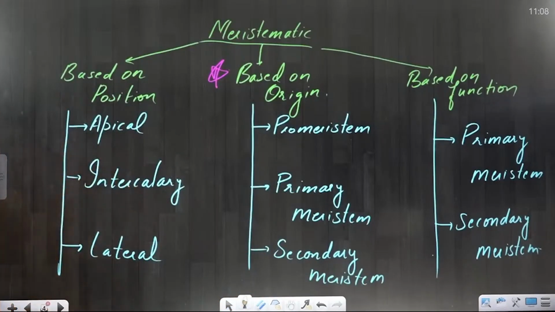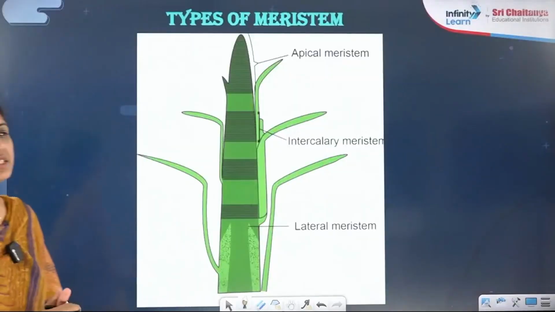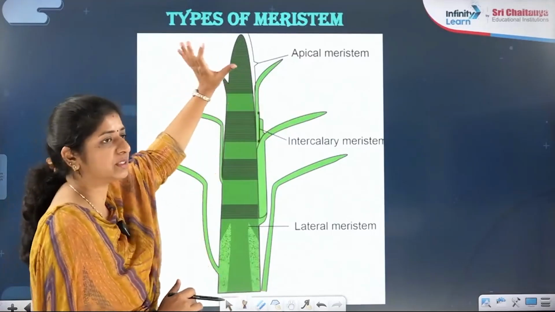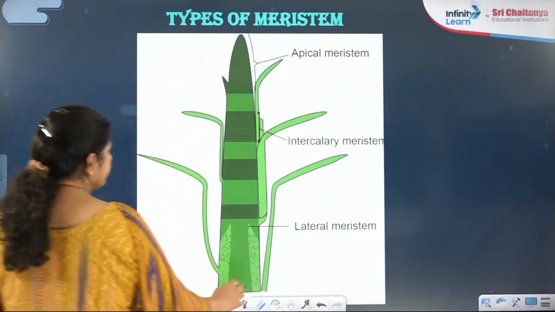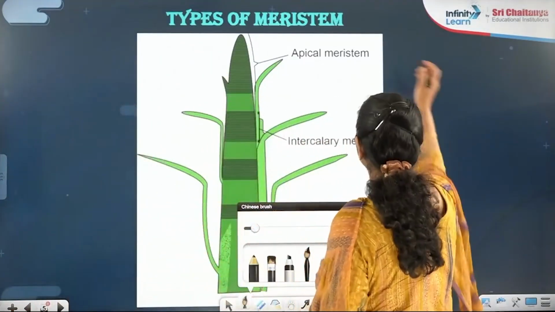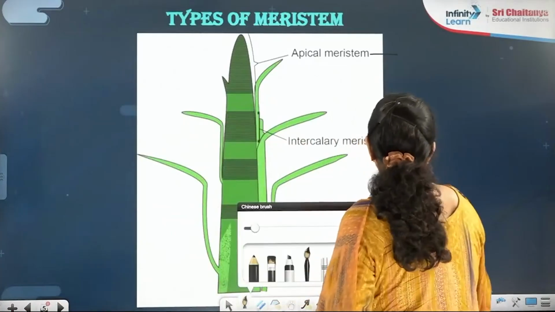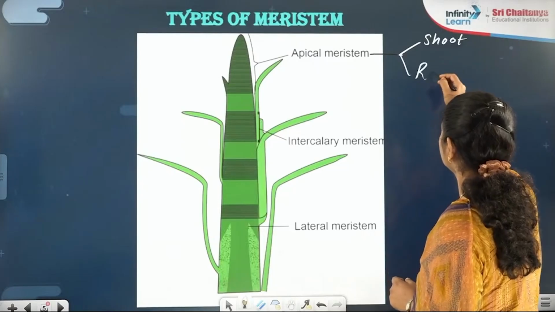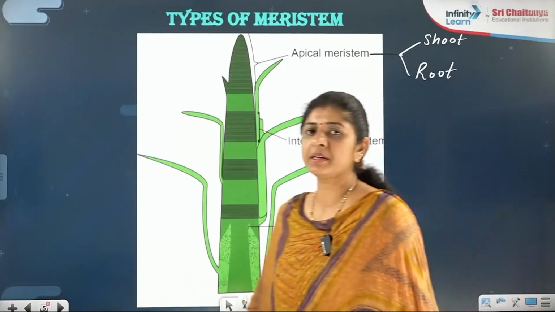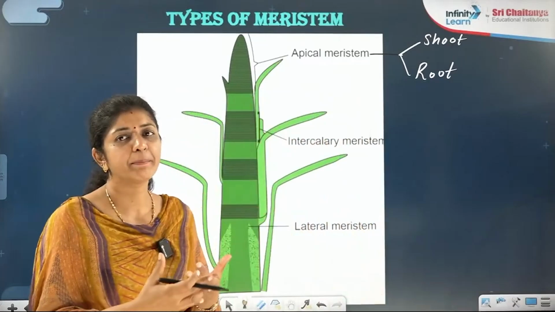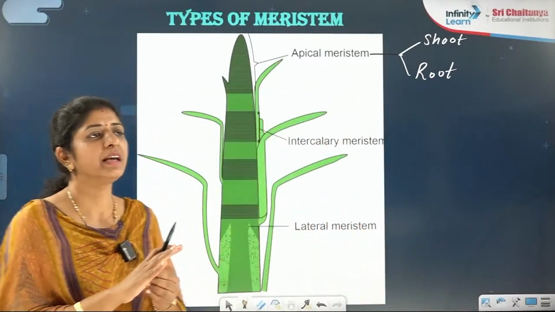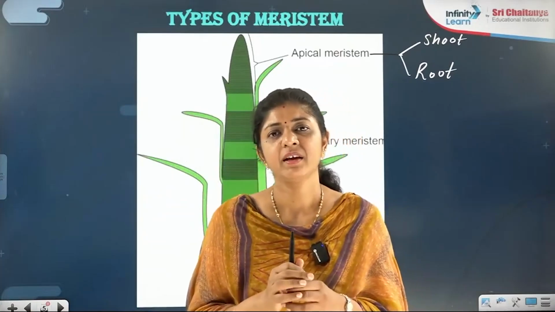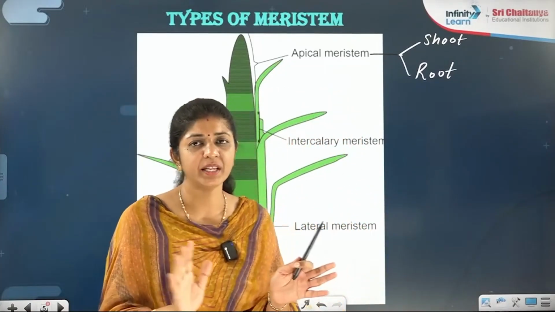Now you must go with this first, based on position. If I take the position, we have discussed this diagram, right? Apical meristem is present at the apex. Apex of what thing? It will be present at the apex of shoot and even of the root. They are present at the shoot apical meristem. They are even present at the root apical meristem. In the shoot, it gives the height. In the root, it gives the depth, right?